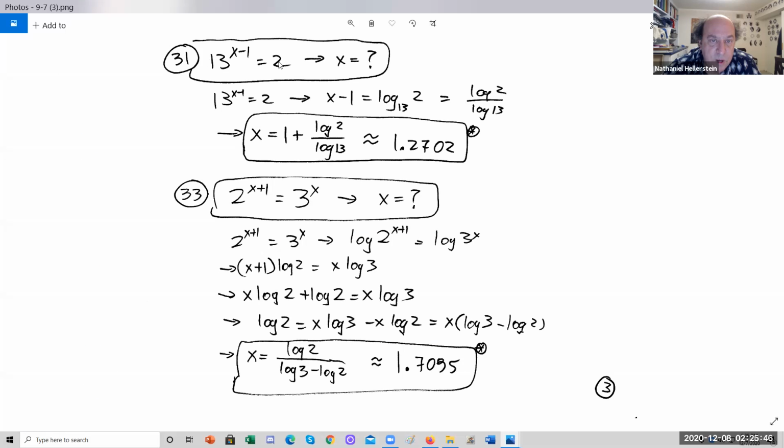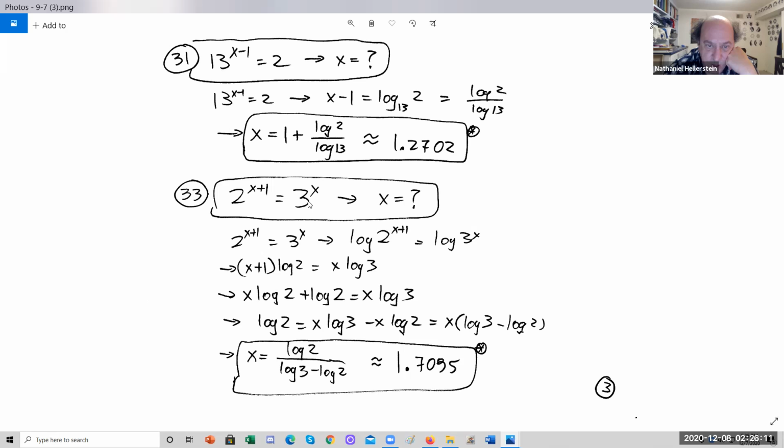13 to the x minus 1 equals 2 for what x? Well, all right. Now here we have to take log base 13 of both sides. Get x minus 1 equals log base 13 of 2, which is log 2 over log 13, common log. Then we add 1 to both sides, and x is 1 plus log 2 over log 13, approximately 1.2702.